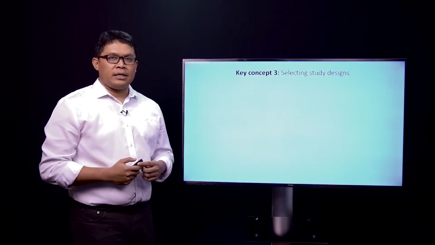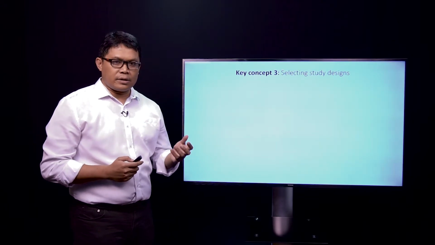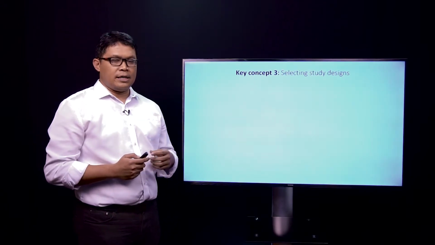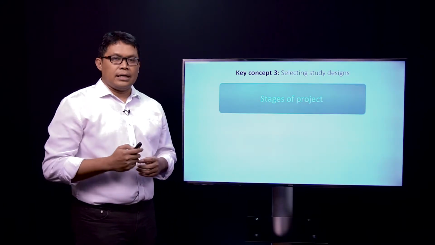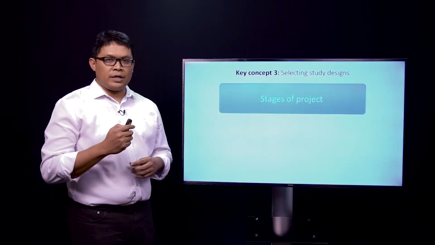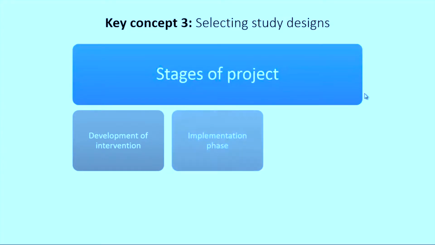Another consideration when we select the study design is related to the research question that we want to ask in the study, and that's related to the stages of the project. Implementation research usually has 3 phases. First is when we develop the interventions, second, the implementation phase, and third, the expansion of the intervention.